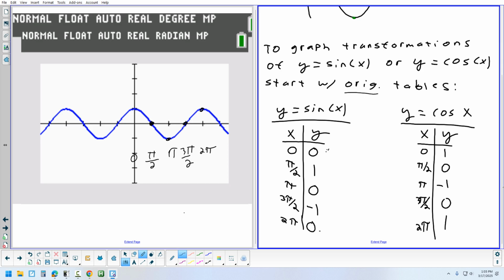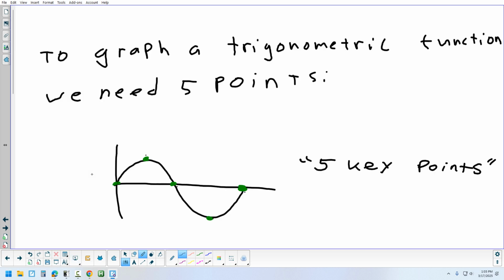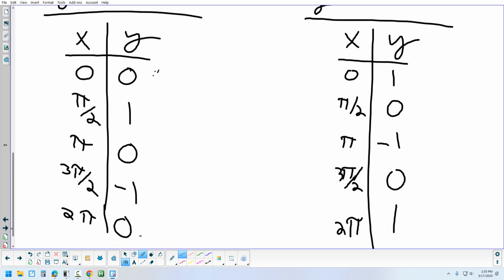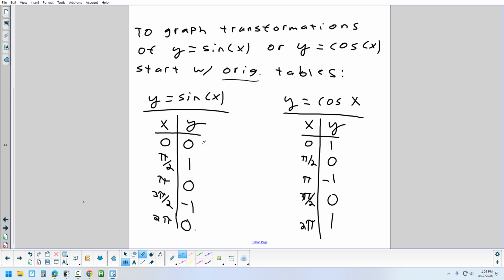Questions on either of those two tables? Can we do like an hour time? What's that? Can we do like an hour time? No, sorry. Okay, a little bigger. I'm good.